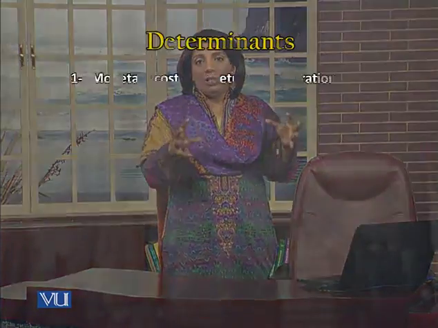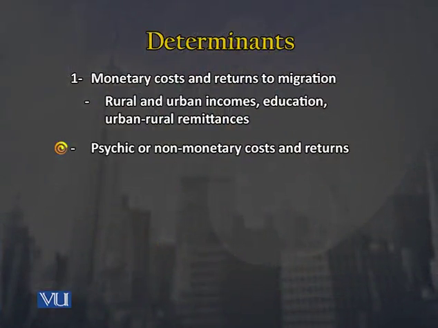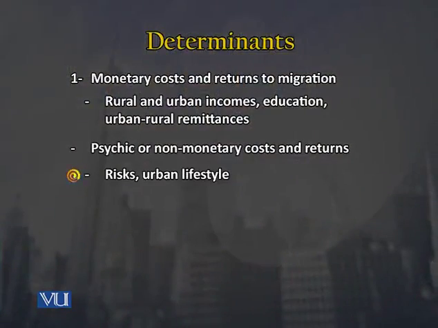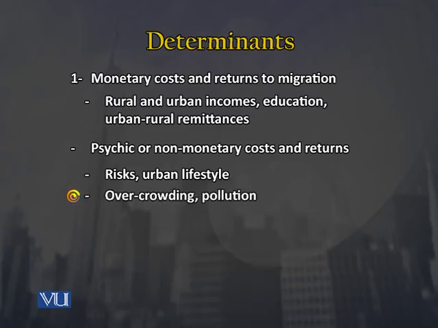In addition to these monetary costs and return factors, there are a number of psychic or non-monetary factors also. In other words, we can take into account the psychic or non-monetary costs and benefits that people consider when they decide whether to migrate from one place to another. As far as these factors are concerned, people take into account risks and the urban lifestyle, and negative factors such as overcrowding, pollution, etc., that they will have to face and experience if they move towards the urban area.